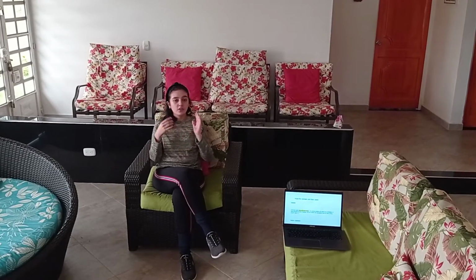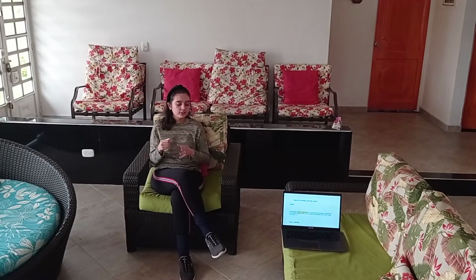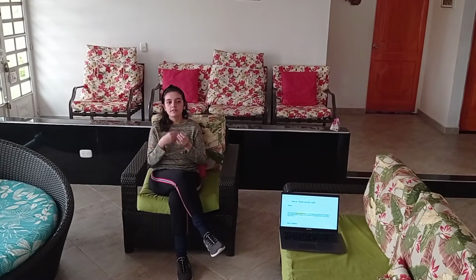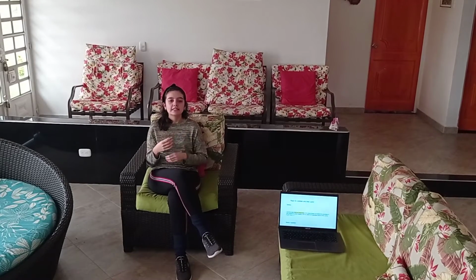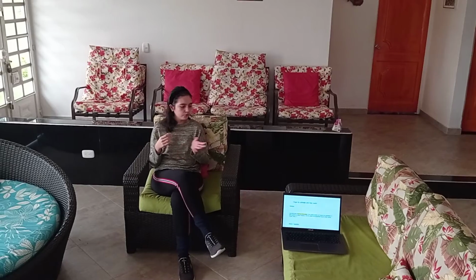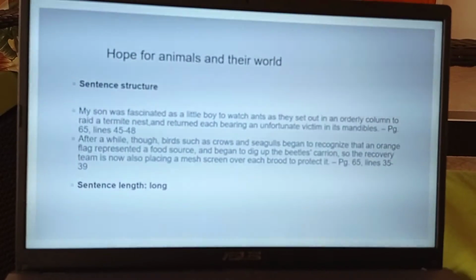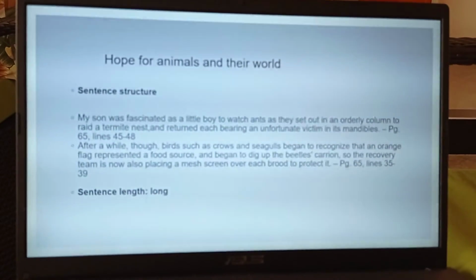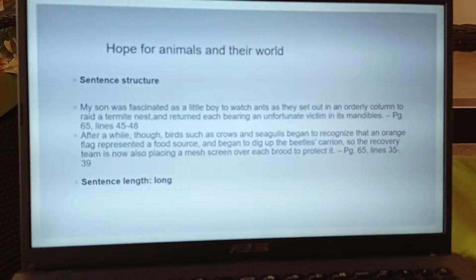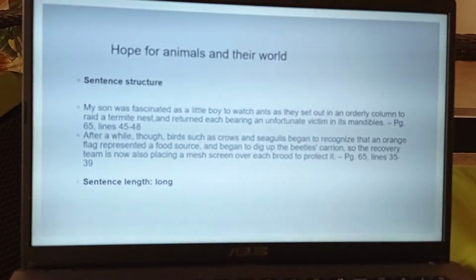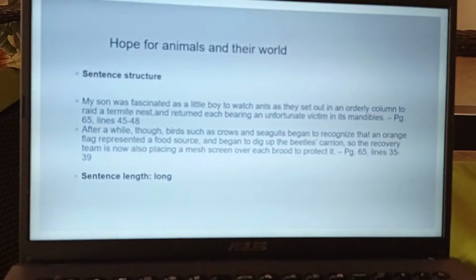And now talking about the third reference, it is about sentence structure, and I will analyze it from the length of the sentences. And this is found on page 65, lines 45 to 48, and page 64, lines 35 to 39, and it says, "My son was fascinated as a little boy to watch ants as they set out in an orderly column to raid a termite nest and return each bleating and unfortunate victim in its mandibles.